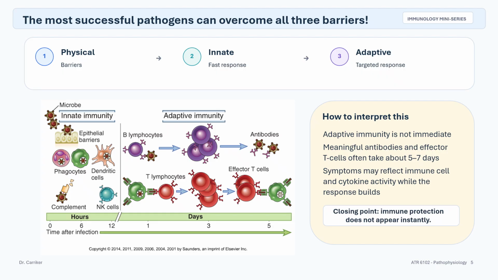The key point from this section is that B cells and antibodies give adaptive immunity much of its long-term specificity, and that's how we identify the different classes of antibodies. So antibody type helps us interpret what kind of response is happening, from IgM, IgG, IgA, IgE. This helps us explain what's going on, and the adaptive timeline reminds us why immune protection does not appear instantly.